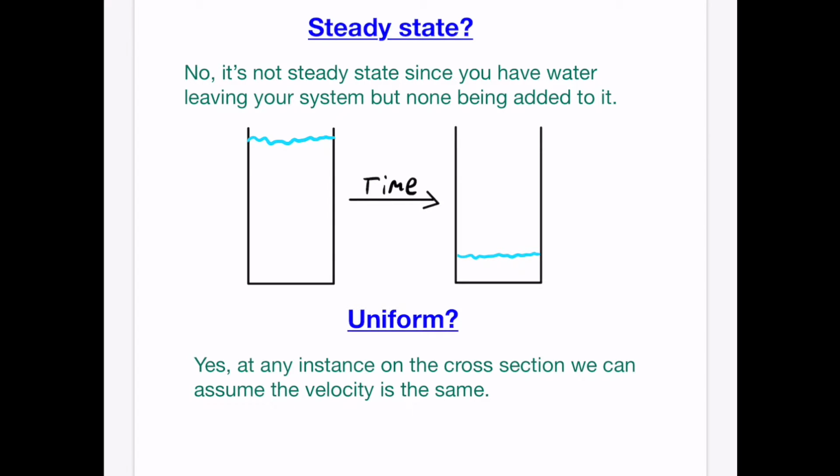Now for if it is uniform or not, this can get pretty confusing since the velocity isn't technically going to be constant, since as the water level drops, the velocity will also drop. But at any instance on the cross section, we can assume the velocity is constant, making it a uniform flow.